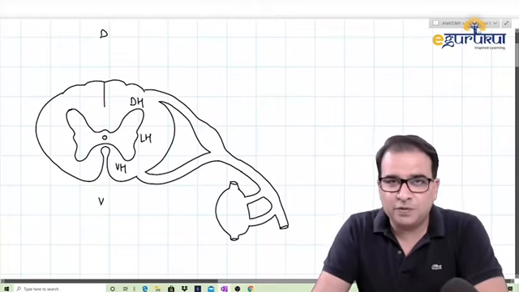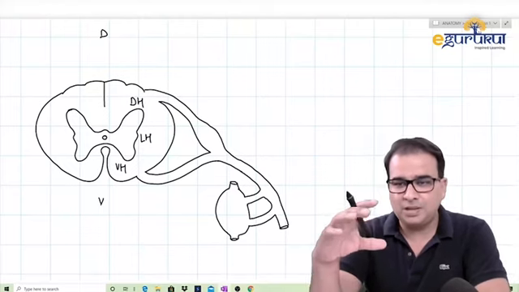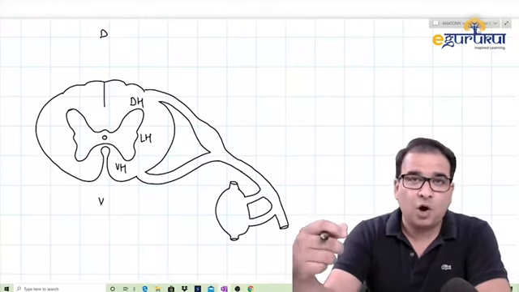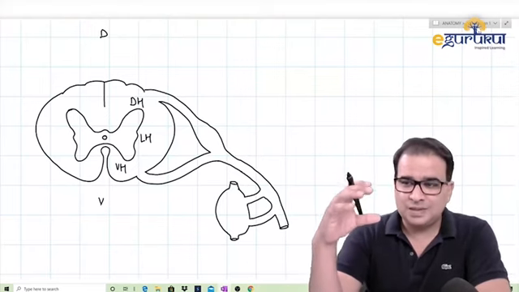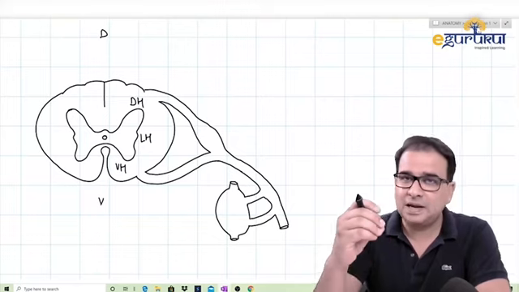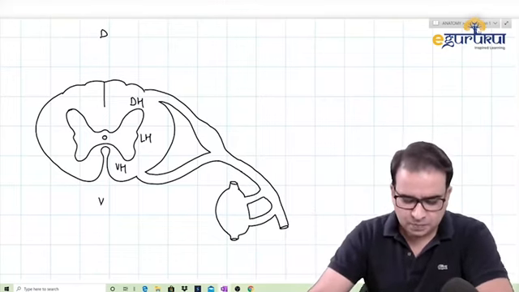As we know, the lateral horn of the spinal cord is not present everywhere. Lateral horn can be seen only in the region where the spinal cord needs to give the preganglionic sympathetic or parasympathetic neuron. So it's either in the thoracolumbar region or in the sacral region where you'll find these lateral horns. Otherwise, the spinal cord just has the dorsal and the ventral horn.